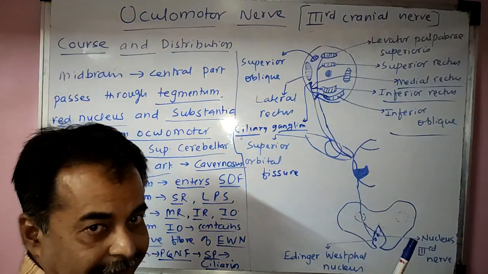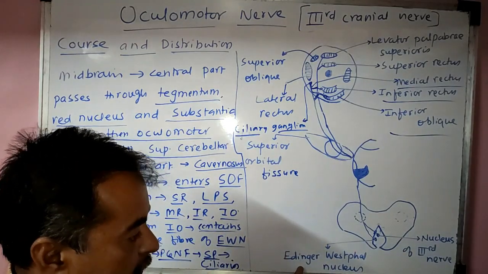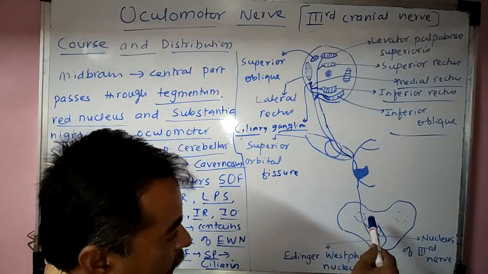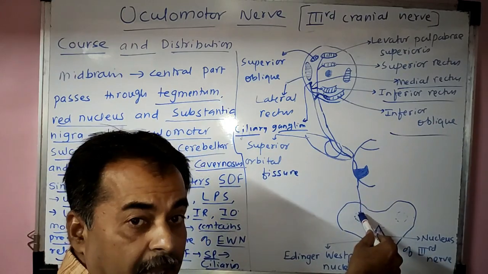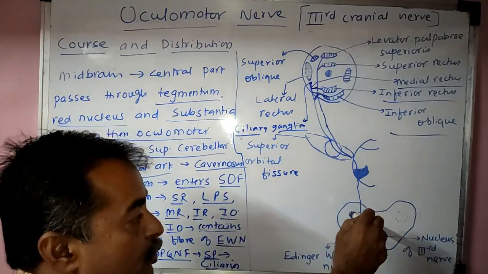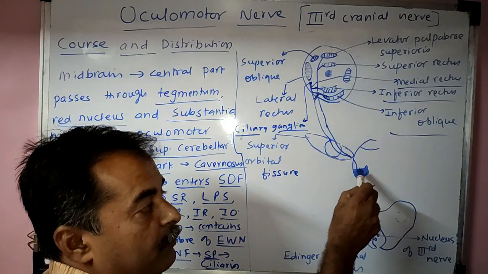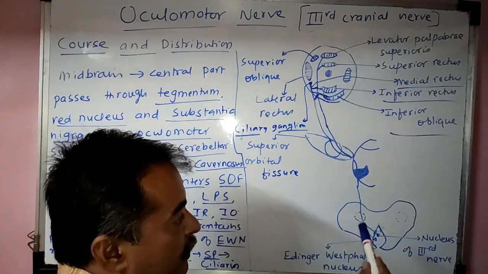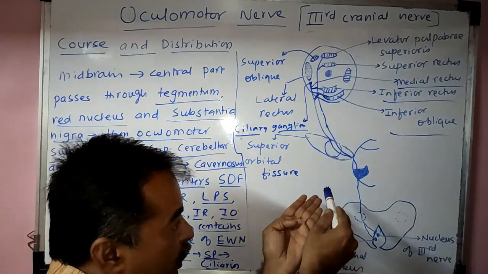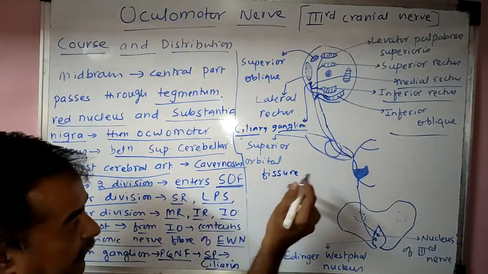The oculomotor nerve arises from the central part of the midbrain, and a parasympathetic part arises from the Edinger-Westphal nucleus. It runs forward, first through the tegmentum, then the red nucleus, and then the substantia nigra, to the oculomotor sulcus. It then enters over the posterior and upper part of the cavernous sinus, runs on the lateral wall of the cavernous sinus, and divides into upper and lower divisions. Both divisions enter the superior orbital fissure.